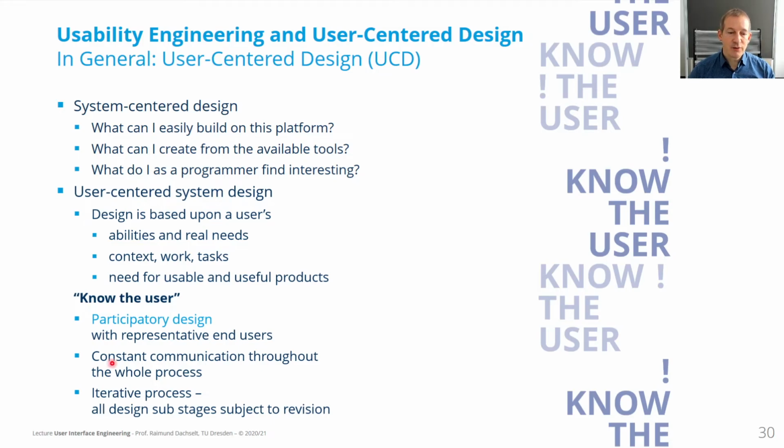And it involves, of course, constantly communicating throughout the whole process, and therefore you see that scenarios are very helpful because they are written in plain text and they are understandable by many stakeholders. So this is not a technical description, it's not a unified modeling language diagram, a UML diagram, like in software engineering, but it's something people can relate to. And of course, it's an iterative process. All design substages are subject to revision. I think I mentioned that quite a few times already.